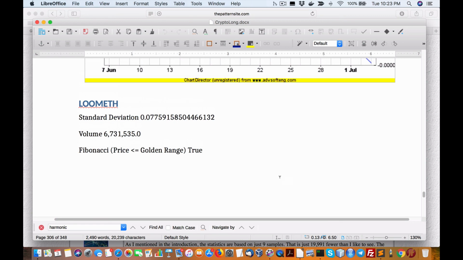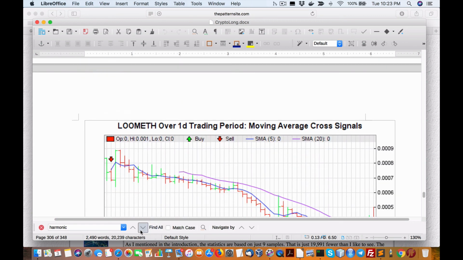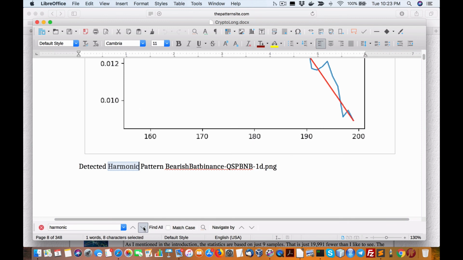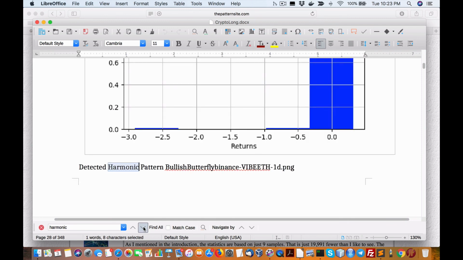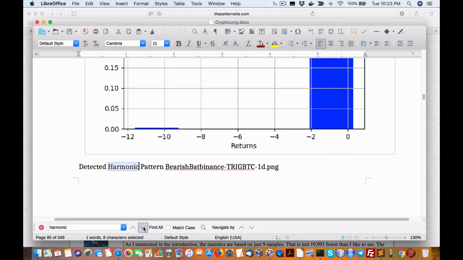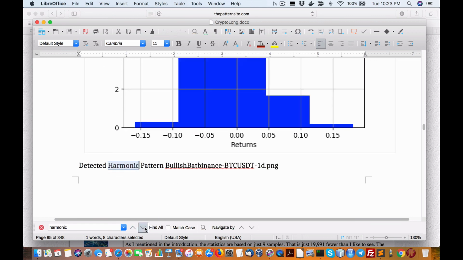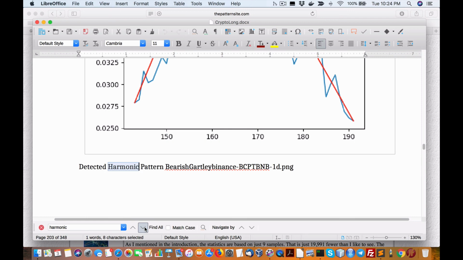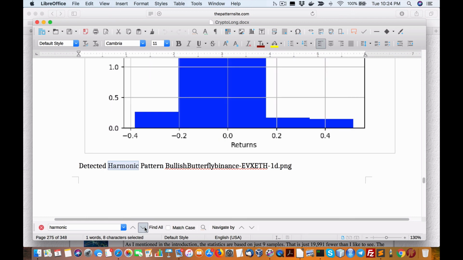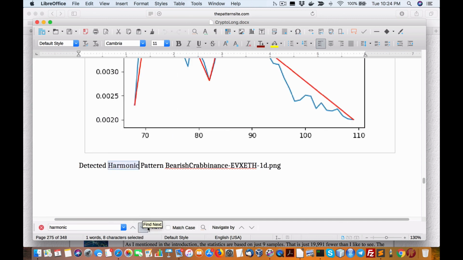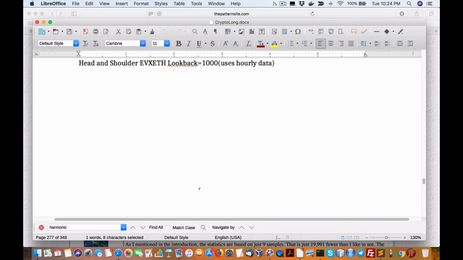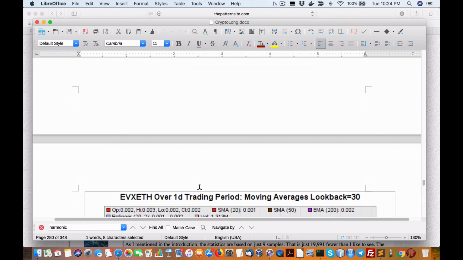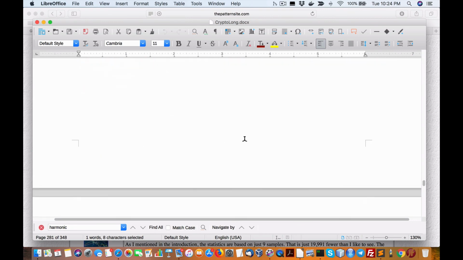Let's check out some other ones. Let's look for some harmonic patterns. Bullish on QSP, BNB. Oh, okay, so we're pretty well done. We only want bullish. We've done the Bitcoin, harmonic on the EVX Ethereum. So we pretty well looked at all of them. In terms of reliability, I would definitely include the RSI. But we'll keep our eyes open for the other ones, see where it goes.